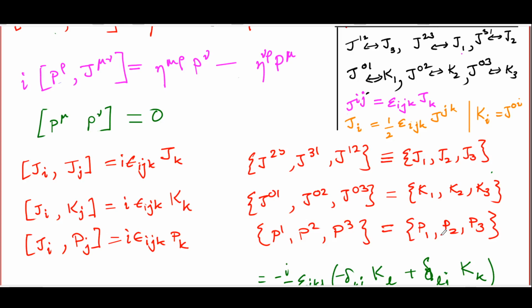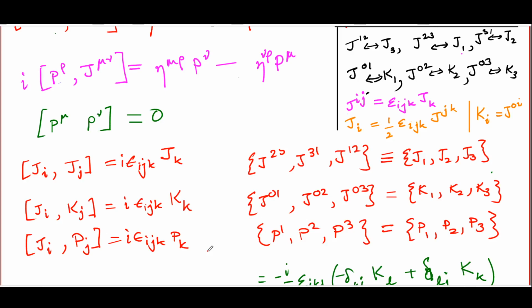Now, capital J, the thing that you're commuting them with, generates rotations. And under rotations, all vectors change in an identical manner. And that's exactly why the commutator of J's with any vector operator would give you exactly this kind of a commutation relation. So these commutation relations are just a sign that these objects, the 3 J's, the 3 K's and the 3 P's, are vector valued operators.